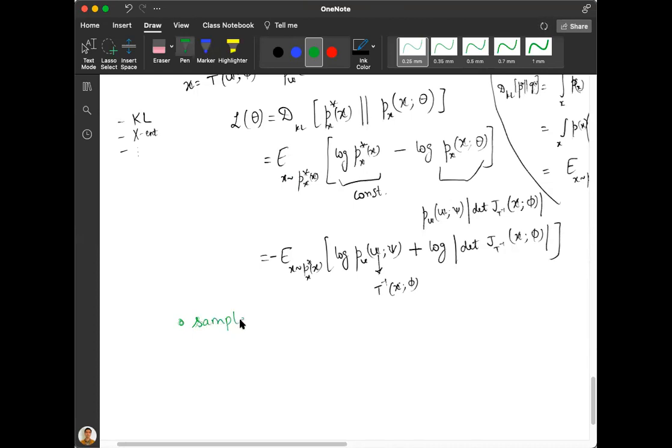We need samples from P star. What else do we need? We need the inverse mapping, right? We need P_U. P_U anyways we have, so that is easy to sample. We can sample from P_U, or we can obtain the value of P_U.